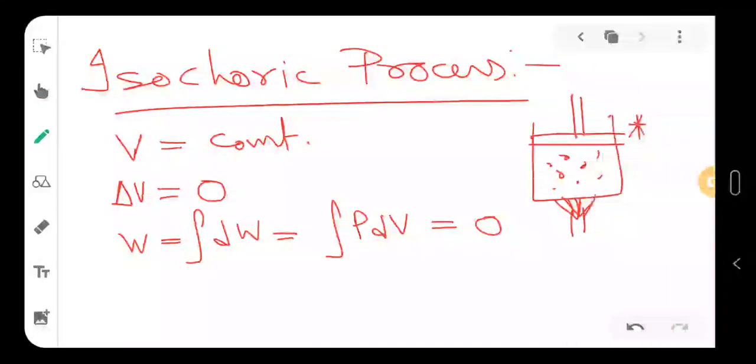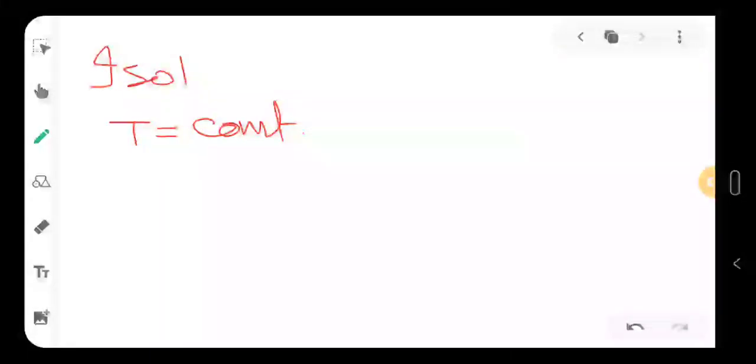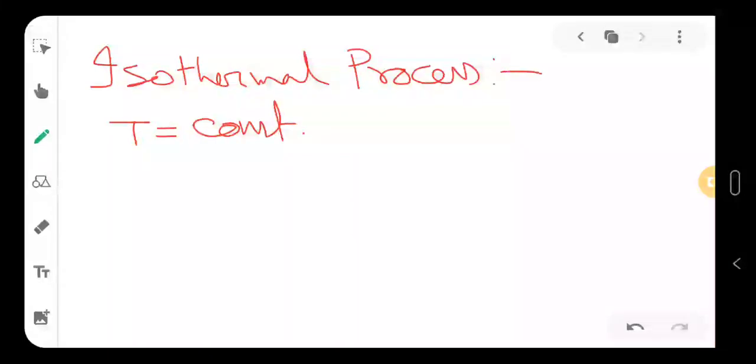Moving to the next one, where the third thermodynamic parameter will be kept constant, that is temperature. So when we keep our temperature constant, the process is called the isothermal process. So in the isothermal process, the temperature is kept constant.